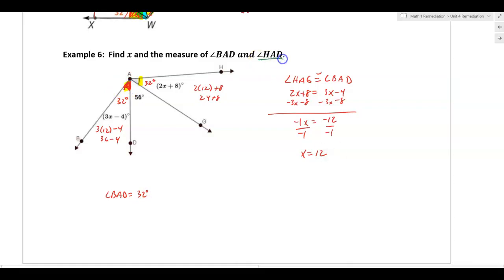Now, to find angle HAD, so H to A to D, I'm looking at this angle here. That angle, HAD, is a combination of the 32 degrees and the 56 degrees. And that would give you 88 degrees. Okay.